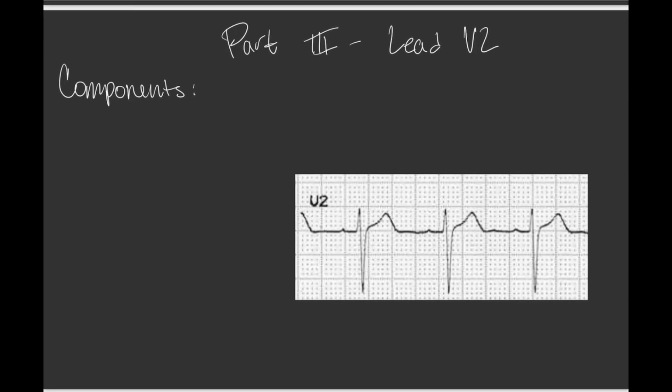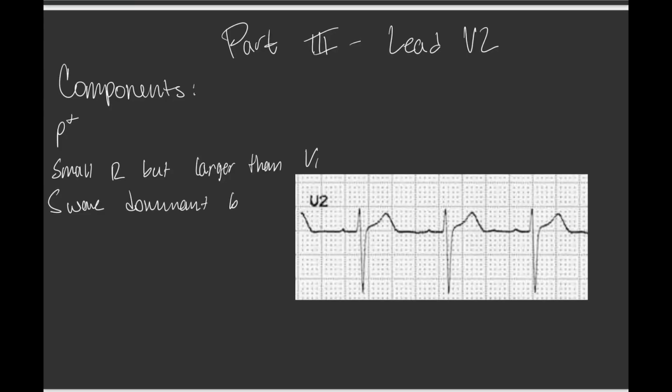Lead 2, very similar to lead 1, but the P wave now is usually predominantly positive. The R wave is small but larger than in V1. The S wave is dominant but smaller than V1. And our T wave should be positive. And again, there really shouldn't be any Q waves.